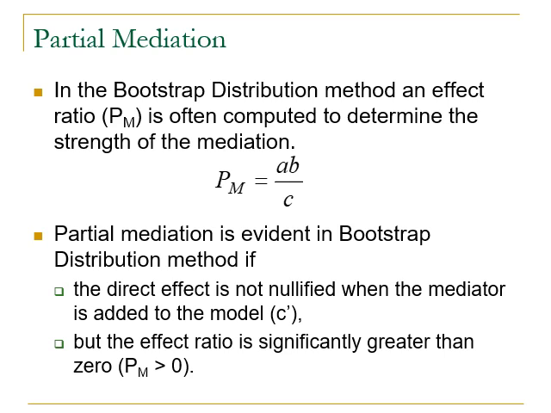So in the bootstrap distributional method, an effect ratio is often computed to determine the strength of the mediation. And this is simply A and B, the direct effect, divided by the mediation itself. Partial mediation is evident in the bootstrap distribution method if the direct effect is not nullified when the mediator is added to the model, again C prime, but the effect ratio is significantly greater than 0. And again, we'll be using confidence intervals to determine this. So we're going to also get information about how much of C prime is left once we've actually put the full mediation in the model.